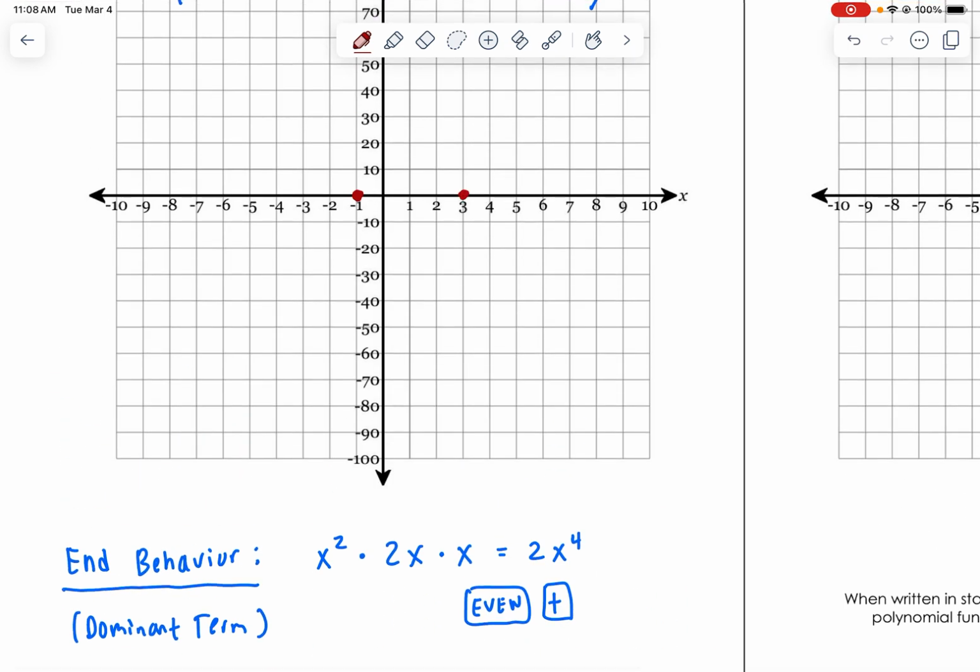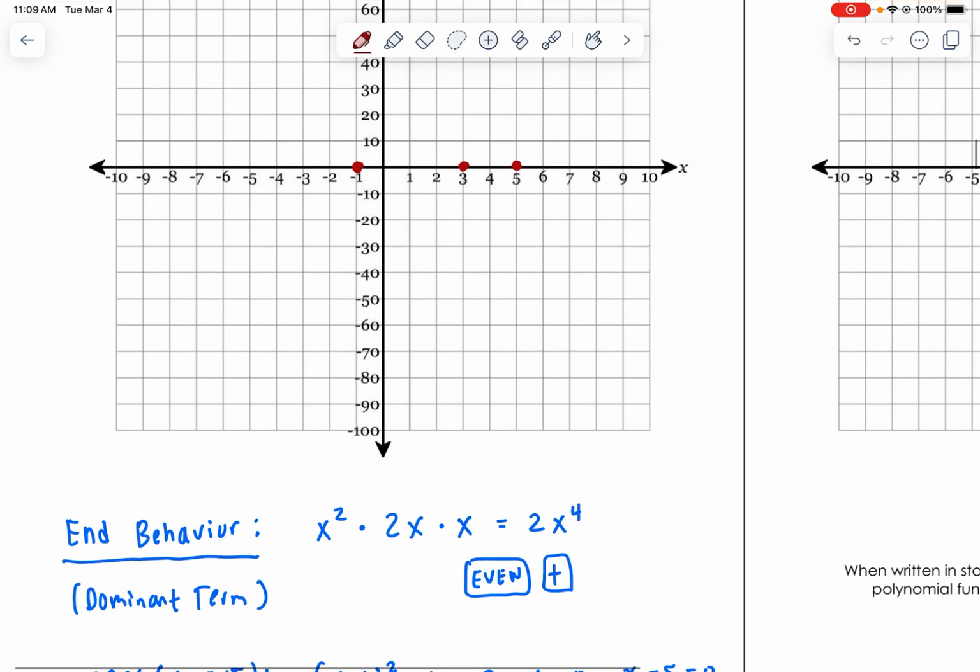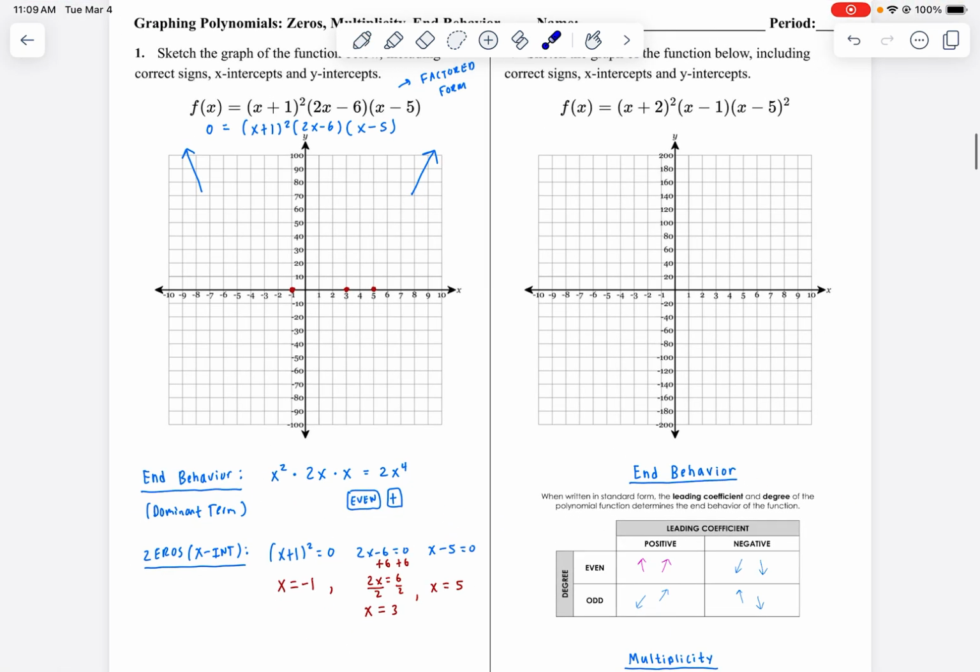At 3, we have a 0. And then at 5, we have a 0. Okay. So we talked about end behavior. We've located the zeros of this polynomial.